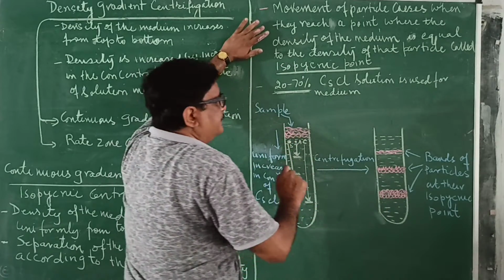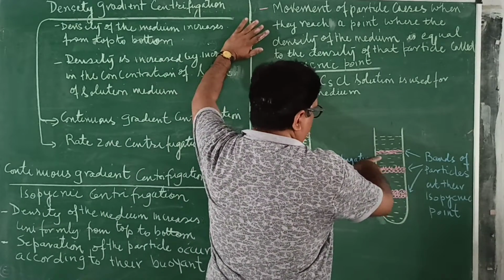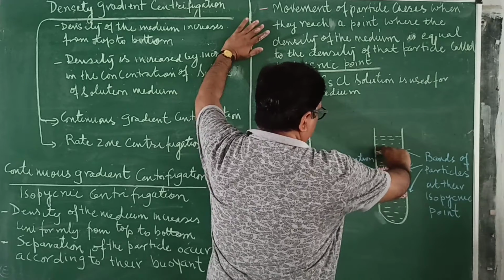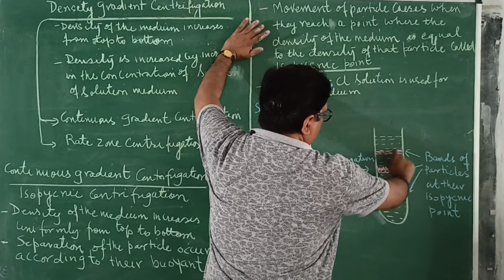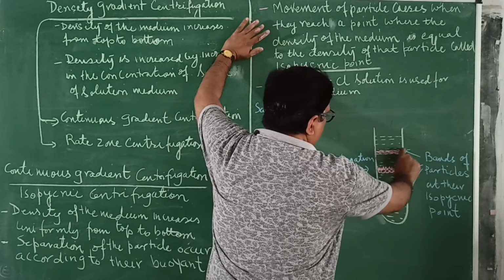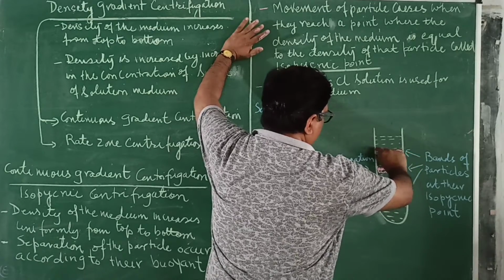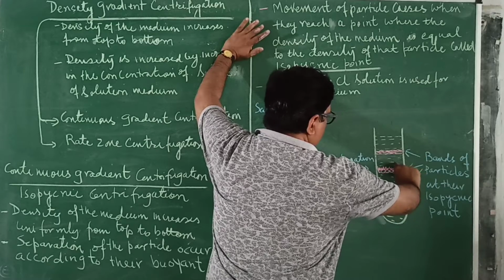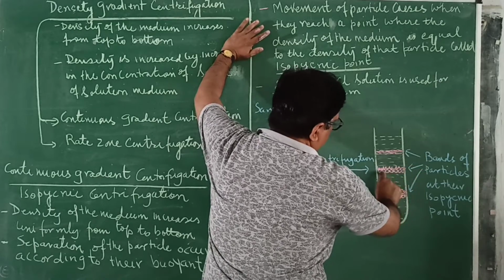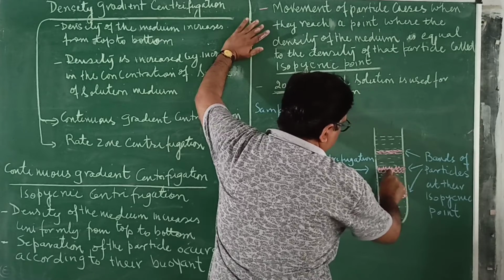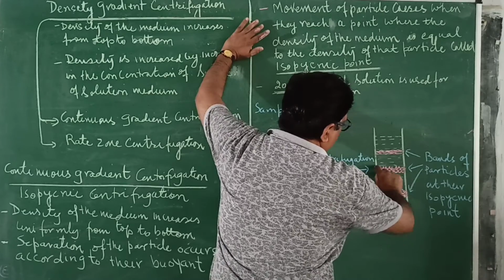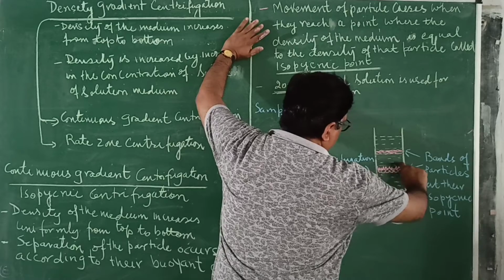of different particles having different density. Here all the particles having a density equal to that very point will stay over here and form a band. Here all the particles have a density equal to the density of the medium at this point, and they will stay over here and form a band.